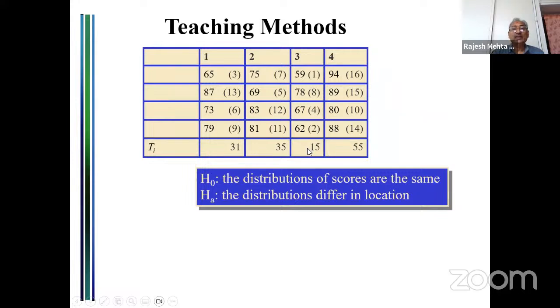So seemingly over here, you can say that either 15 or 55 plays a role. This 31 and 35, seemingly, are almost similar. So you can say that method 4 seems to be more successful. Method 3 seems to be the least successful.